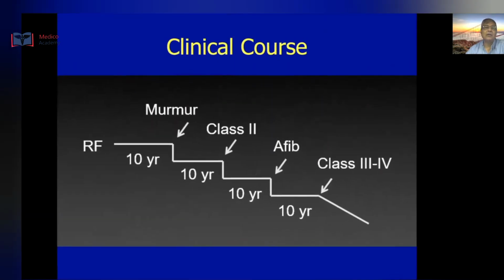If you look at the clinical course of the disease, typically if the murmur appears at the age of 10 years, 10 years later the patient becomes class 2 in symptomatology, and after 10 more years the patient develops atrial fibrillation. And after the onset of atrial fibrillation, by 10 years the patient will be at least NYHA class 3 or class 4. This is a typical clinical course. It may occur even faster than this.